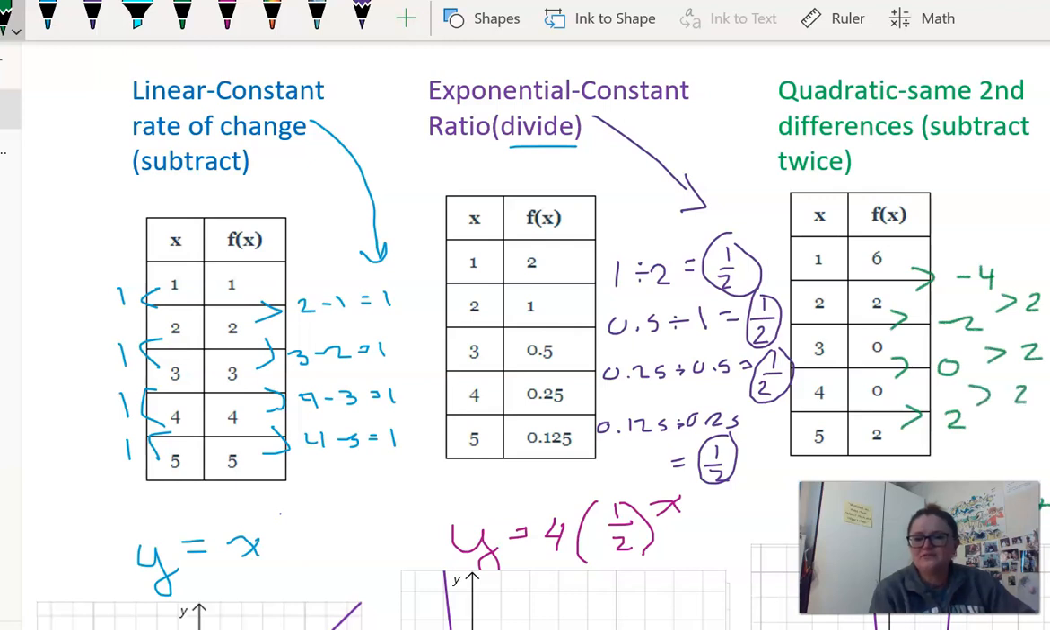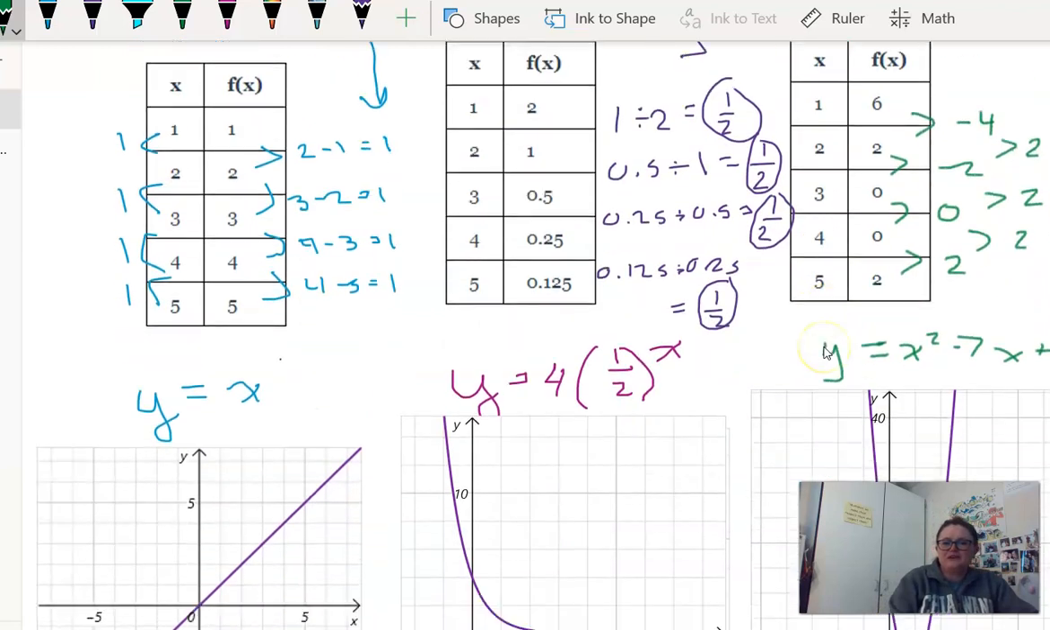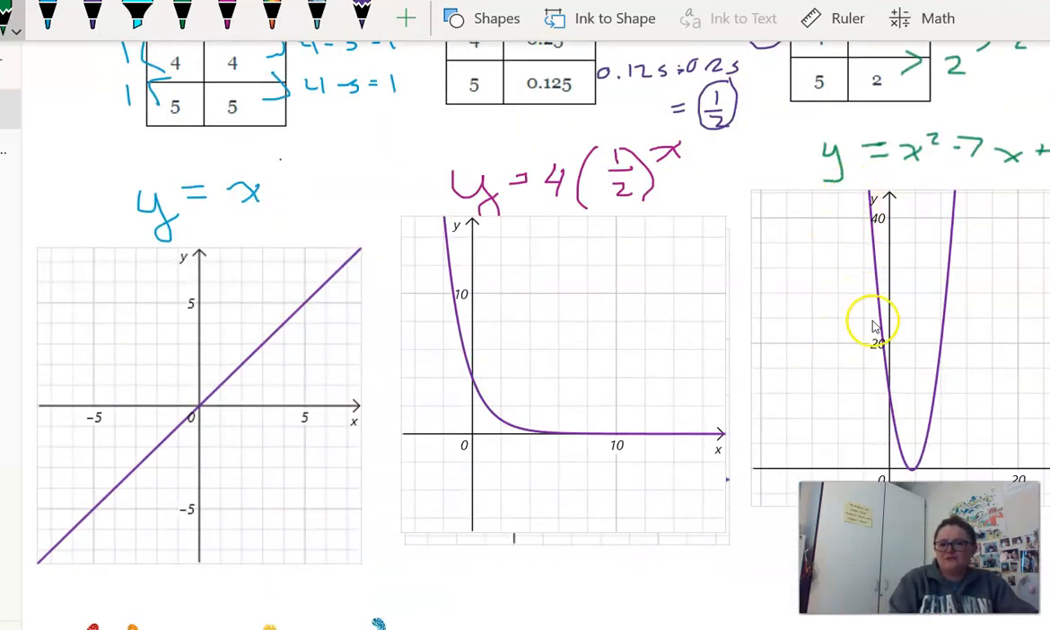So you can see if we subtract again, we do the second differences, we now end up with a constant number. So that is the definition of what a quadratic function is. Another big hint that it's quadratic is if we graph it, you see we get this U shape. And the quadratic function here would be x squared minus 7x plus 12. You can't see the plus 12, but that's what it is.